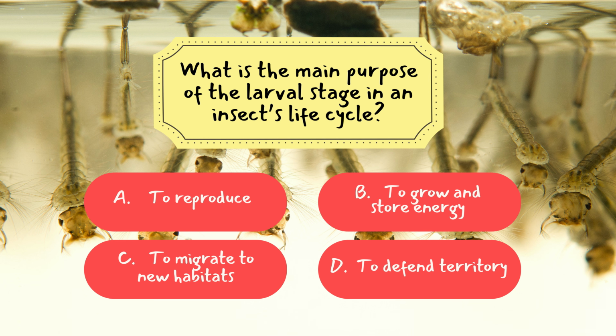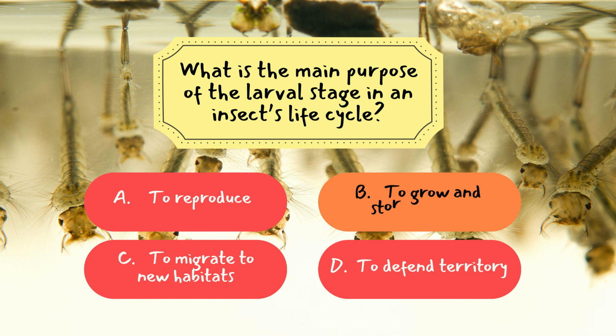Correct answer. B. To grow and store energy. The larval stage is almost entirely focused on feeding and growth. Unlike adult insects, larvae do not reproduce or travel long distances. Their bodies are built to consume as much food as possible and convert it into energy and tissue.